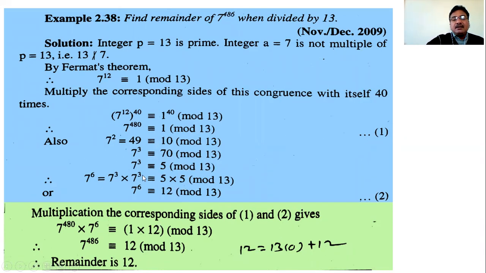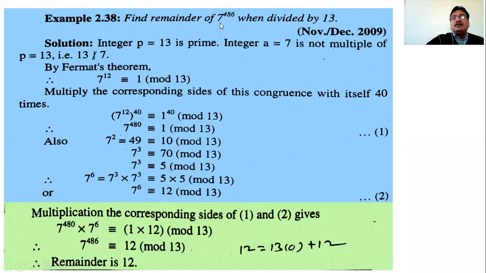And then multiply, that is 7 raised to 3 into 7 raised to 3 is congruent to 5 into 5 modulo 13. And then 7 raised to 6 is congruent to 5 into 5, 25. But if we divide 25 by 13, the remainder is 12. That is, 13 ones are 13 plus 12 is 25. So we have here 12.